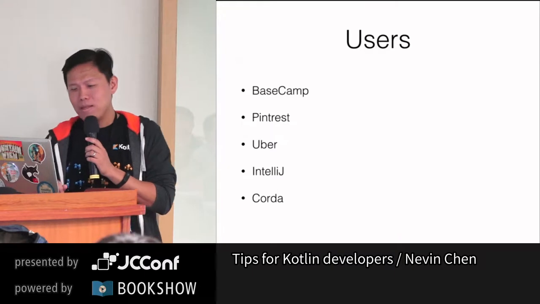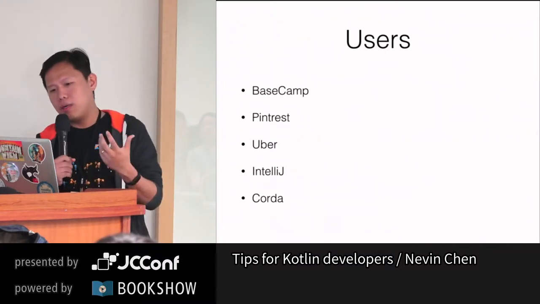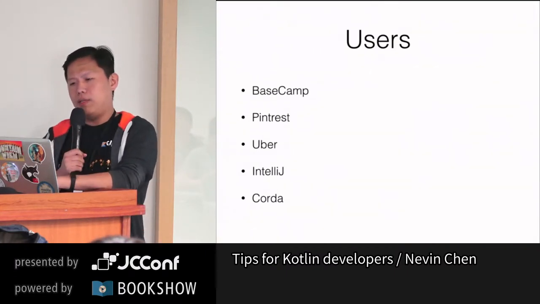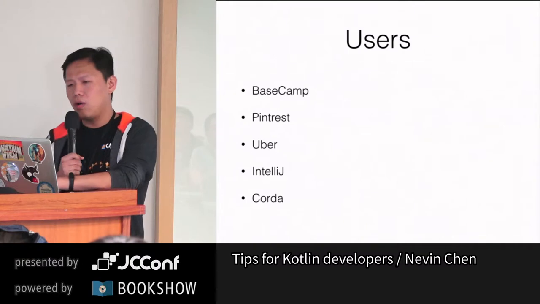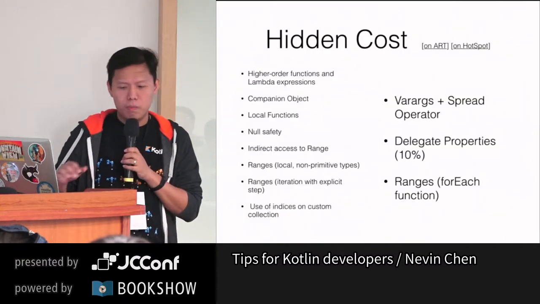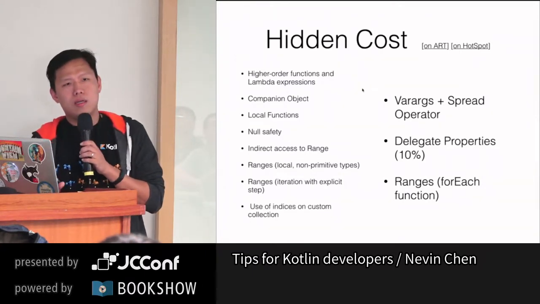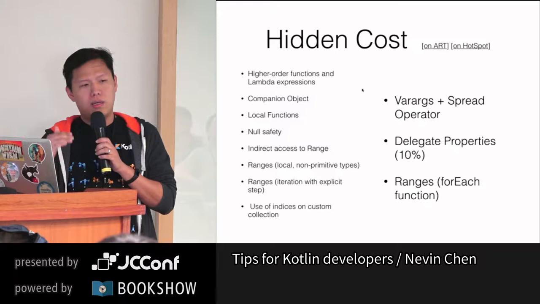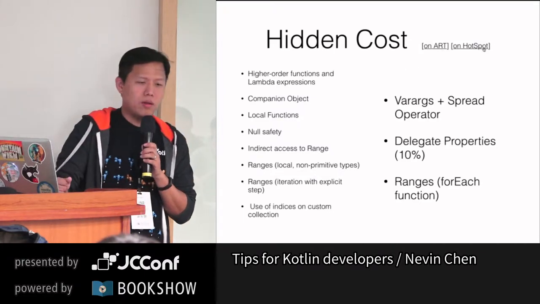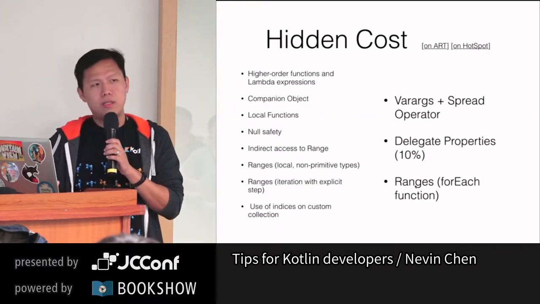Okay. So there are some users with big names like Basecamp, Pinterest, Uber, IntelliJ, and Corda is another. They are using Kotlin in their production, in their products. So I would say it's very mature now. And there's some cost. Actually, there are two famous blog posts on the web. They look at Kotlin idioms, profiling on ART and on HotSpot. So they got the same result. Some Kotlin idioms are better, some are not that good.